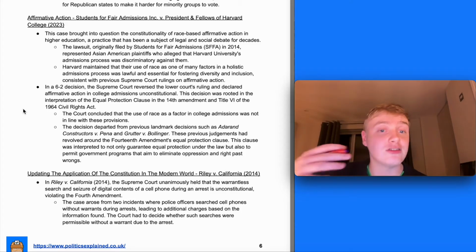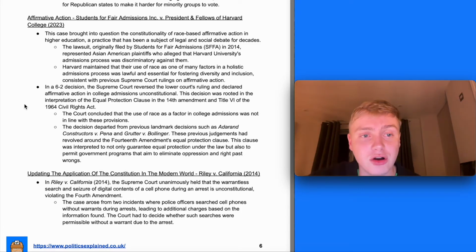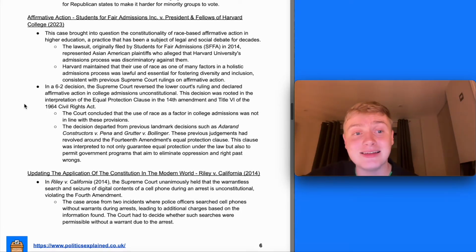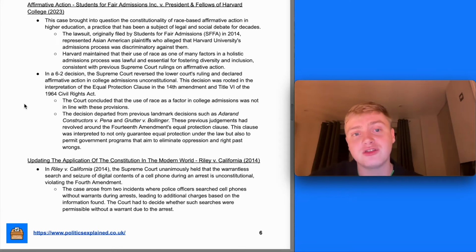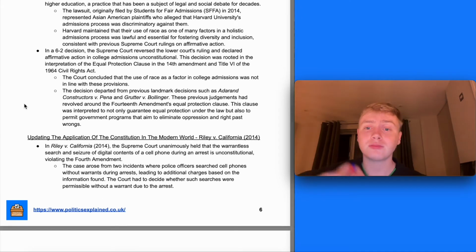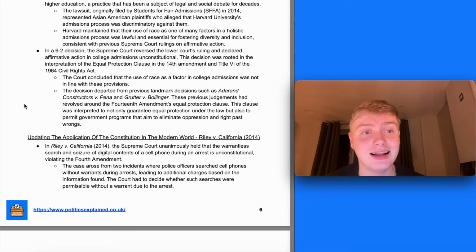Harvard used race as one of many factors in a holistic admissions process and maintained that this was lawful and essential for fostering diversity and inclusion, consistent with previous Supreme Court rulings on affirmative action. In a 6-2 decision, the Supreme Court reversed the lower court's ruling and declared affirmative action in college admissions unconstitutional.